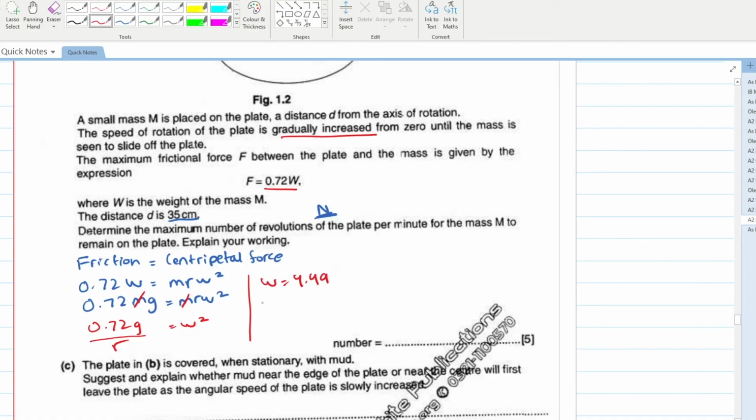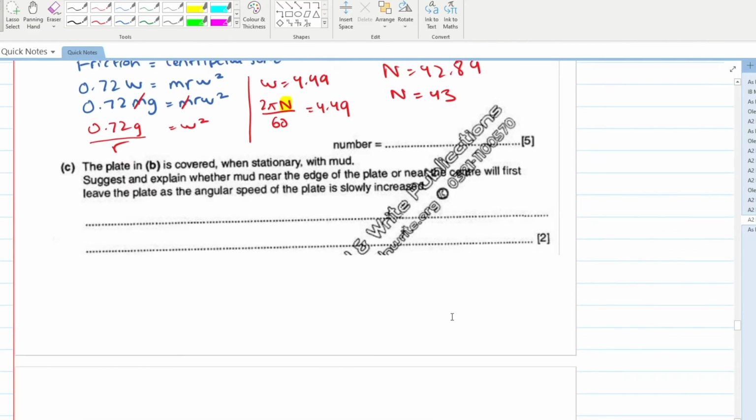Now, do you remember a formula for W? W is 2 pi n divided by 60, where n is the RPM. 4.49. Do you see that n is the only unknown variable here? 4.49 multiplied by 60 divided by 2 divided by pi. N comes out to be 42.89. If we take a round figure, this comes out to be 43 revolutions per minute. Let's move on to part C.